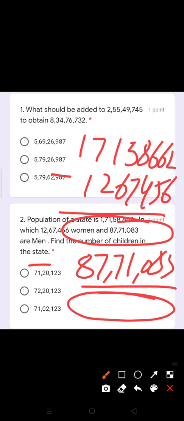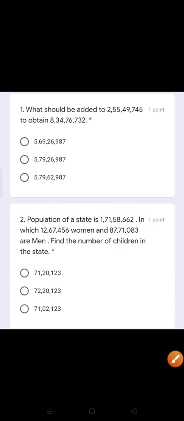So the right option in this case is option number A, 71 lakh 20,123. You just need to subtract the numbers, and I hope you know how to subtract the numbers, right? So this is step by step. First you will subtract the number of women from the total population, then you are going to get one answer, and you are going to subtract the number of men from that answer, and you will get your final answer, which is the number of children. I hope this is clear to you.